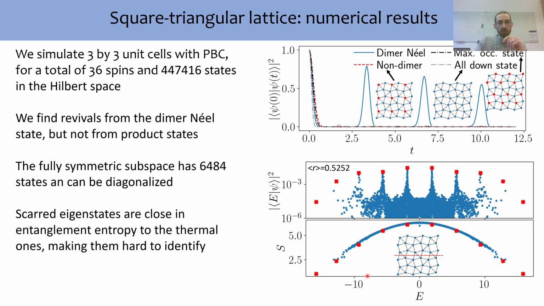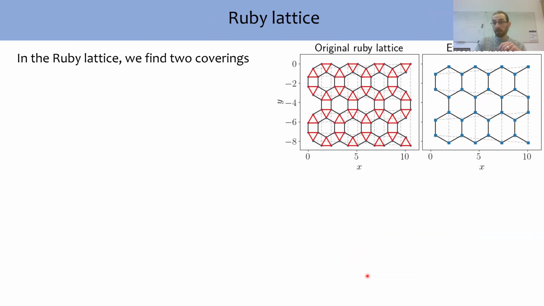So that was a square triangular lattice, but we look at a few other ones. For example, the Ruby lattice, which is another lattice with triangles and squares. So again, you have triangles, it's not bipartite, but we can do the same type of coverings. But now instead of just doing dimers, we can actually do triangles. And well, these triangles can have at most one excitation. So the mapping to an effective two-level system works.